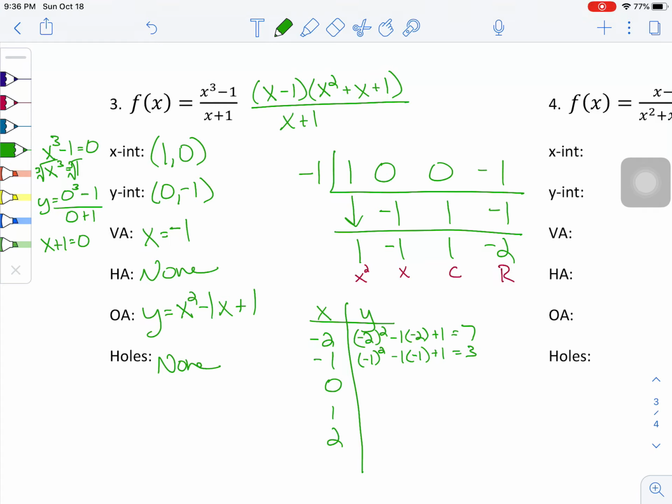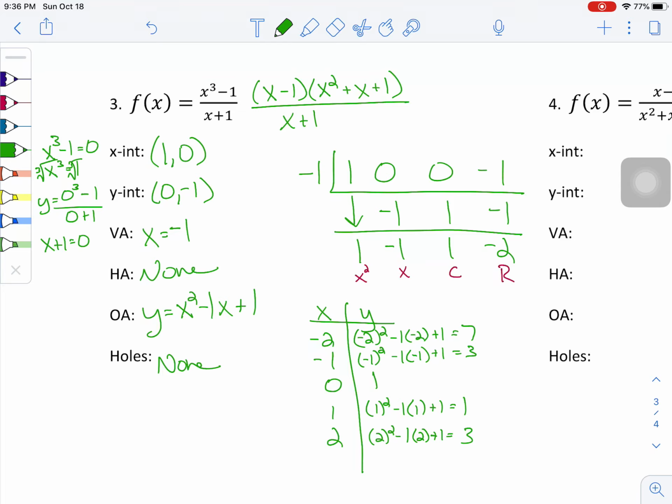0 is going to be the easiest one. That's just going to be 1. All right, positive 1. Now I got to pay attention to my signs a little bit better. So 1, negative 1, and 1 would be 1. And 2 squared, 1 times 2 plus 1. So 4 minus 2 plus 1 would be 3. Okay. All right, so I'm going to use that information when I go ahead and graph the oblique asymptote.